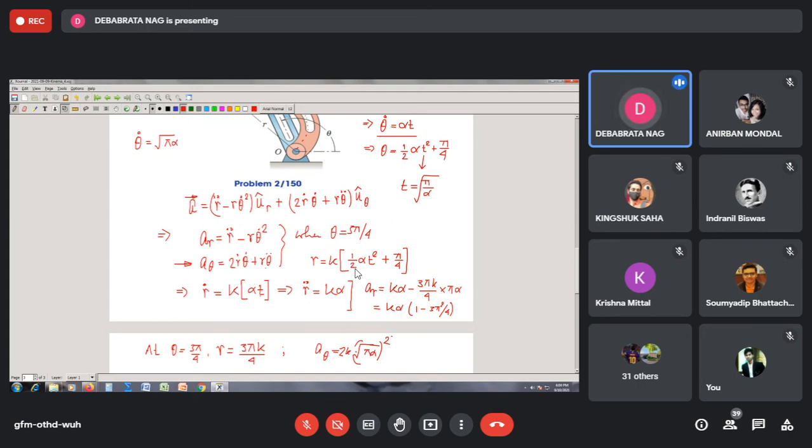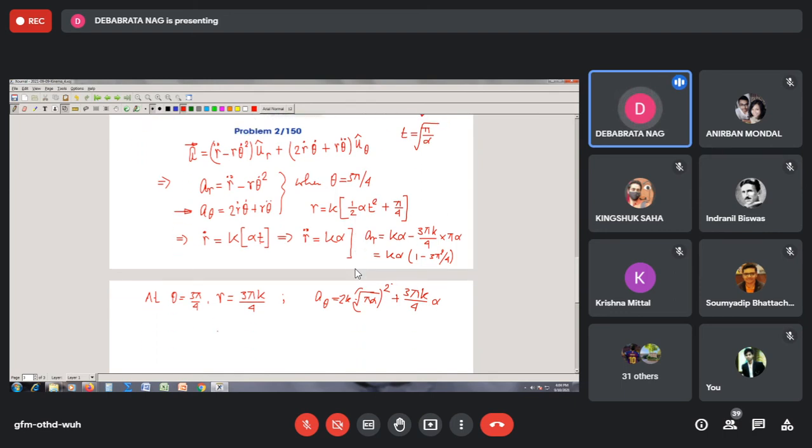And then we have plus r theta double dot. So you can plug the value of r here. This is the value of r, 3 pi k by 4. And the theta double dot has been given to be equal to alpha. So we don't have any problem here. So it will be 3 pi k by 4 into alpha. So once again, you can take k alpha common from these expressions.